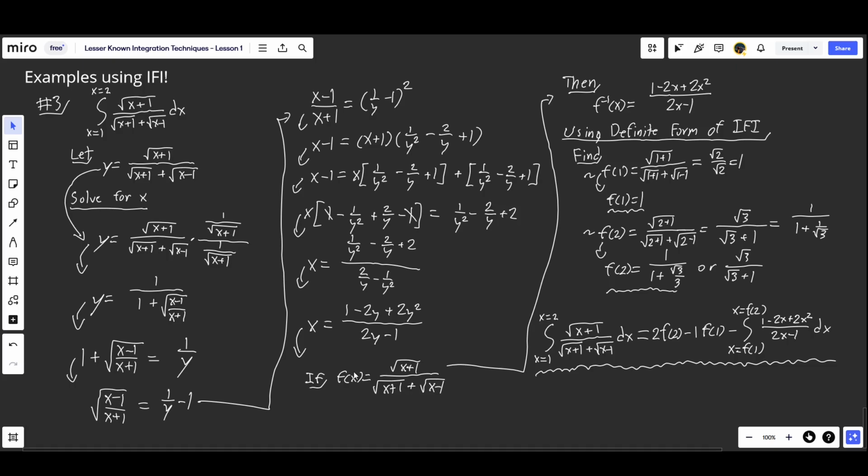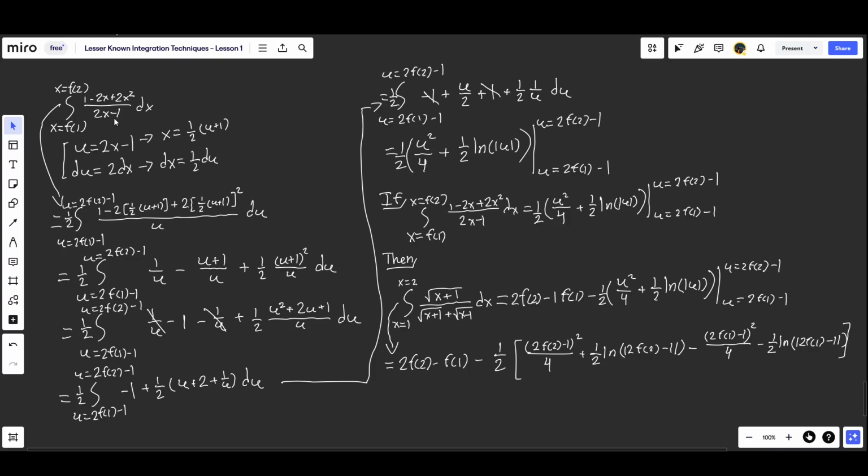And if we plug in 2, we'll see that f of 2 is equal to the square root of 3 over the square root of 3 plus 1. Now that we know the values of f of 1 and f of 2, let's work through this definite integral here. This definite integral looks like it would respond well to U-substitution, so we're going to let u equal 2x minus 1, or x equal to 1/2 times u plus 1. So du will be equal to 2 times dx, and dx will be equal to 1/2 du.